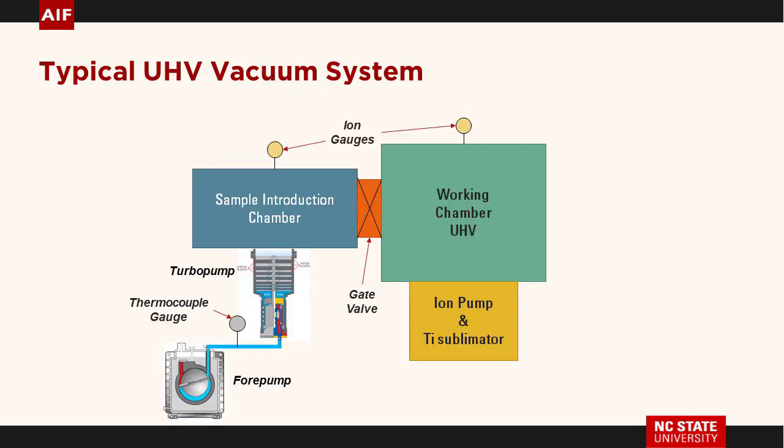A typical system has some forepump and probably a turbo pump, and some gauge to check the pressure in your forepump. And here's your sample introduction chamber. We're assuming that you want to put something in here and then put it into your working chamber. And there you may have an ion pump or titanium sublimator. So those are some of the typical pumps you'll see.